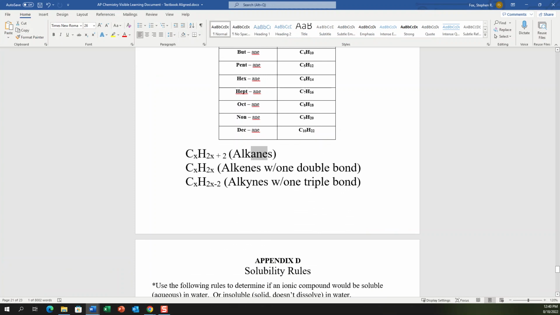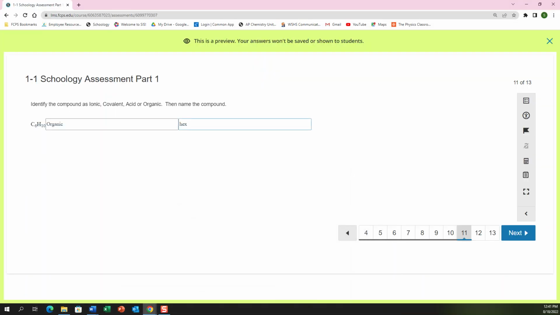But if it's just times 2 the amount of hydrogens of carbons you have, then it would be hexene. But if it's times 2 minus 2 for the hydrogens, it's hexyne. So if we go here, 6 times 2 is 12, minus 2 is 10. So this is the 6, this is the times 2 minus 2 category. So this would be hexyne.